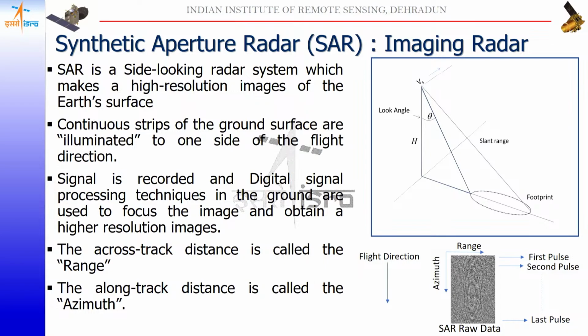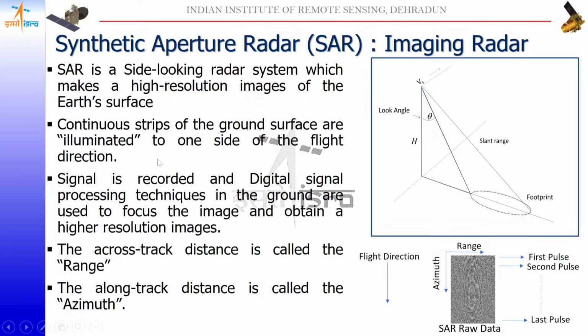Now, what is synthetic aperture radar? So synthetic aperture radar is an imaging radar. So with a normal radar we cannot acquire images, but using a concept which is called the synthetic aperture, we can create high resolution images of a particular area. So normally in remote sensing we are talking about images, either an optical image or a thermal image or a hyperspectral image. So in case of radar remote sensing, we are capturing the high resolution image by using the synthetic aperture concept.